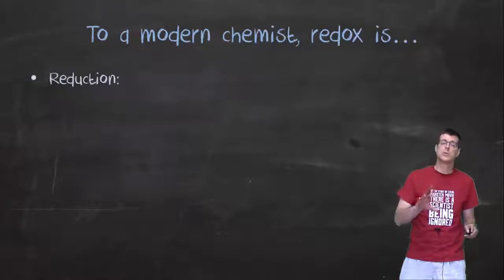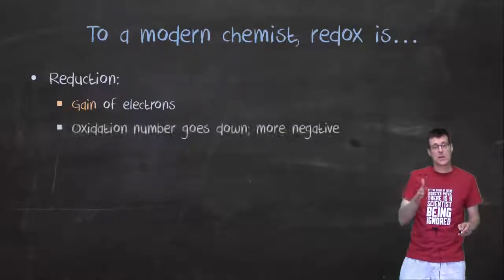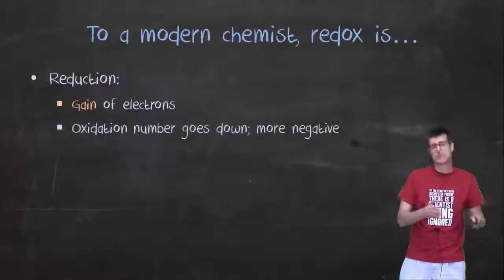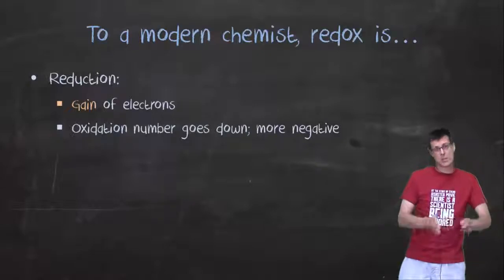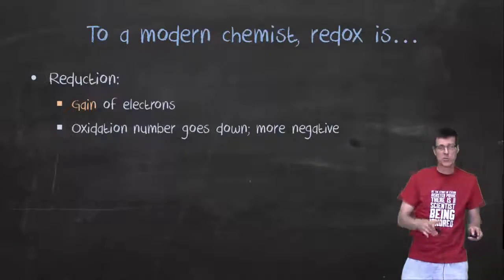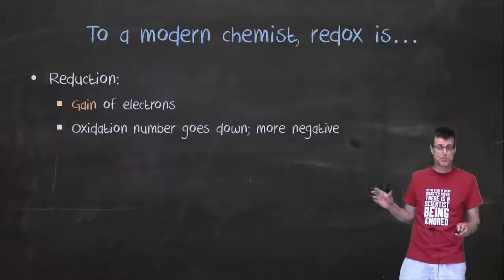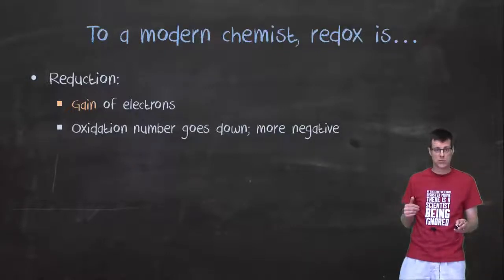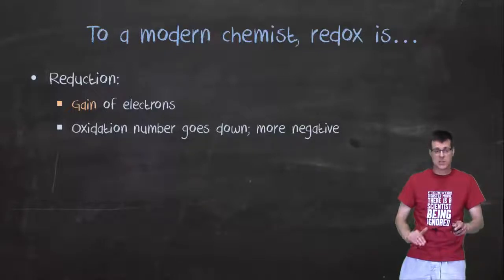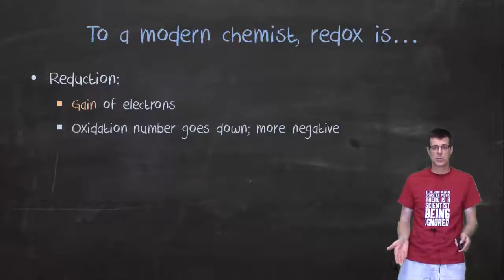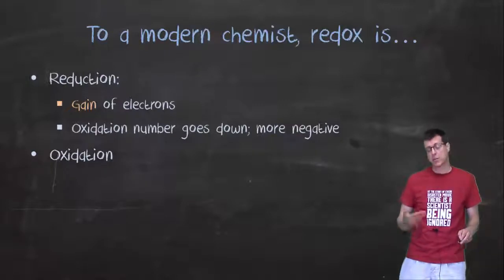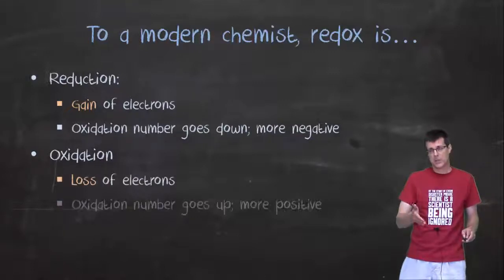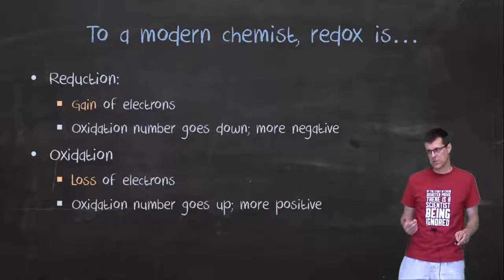So when we talk about reduction, what we're talking about is a gain of electrons, and that's going to make the oxidation number go down. So chlorine in the previous slide was starting from 0 and going down to -1. That's a reduction. Pay attention though, because reduction happens when you gain electrons. So we're going down in oxidation number, but we're going up in electrons, which makes oxidation the opposite process. And that's going to be the loss of electrons, but it's going to be going up in oxidation number.